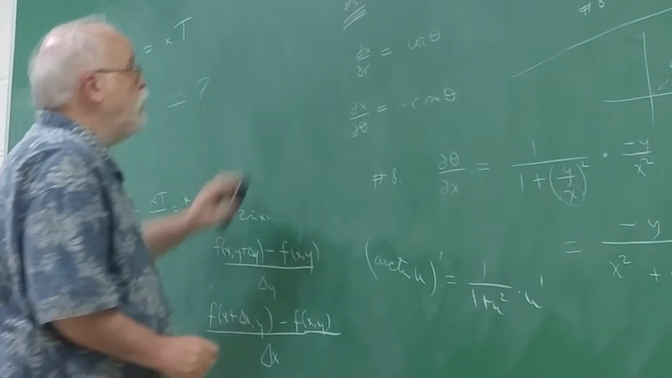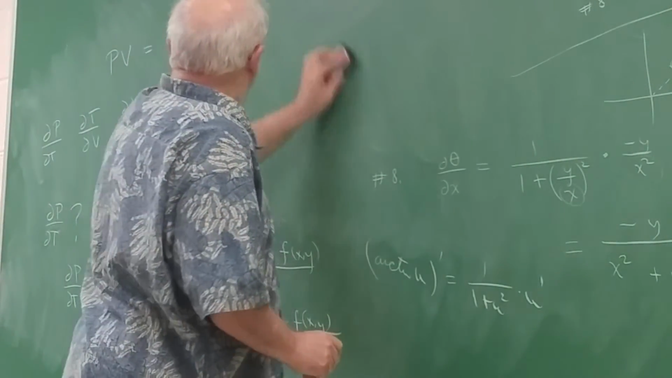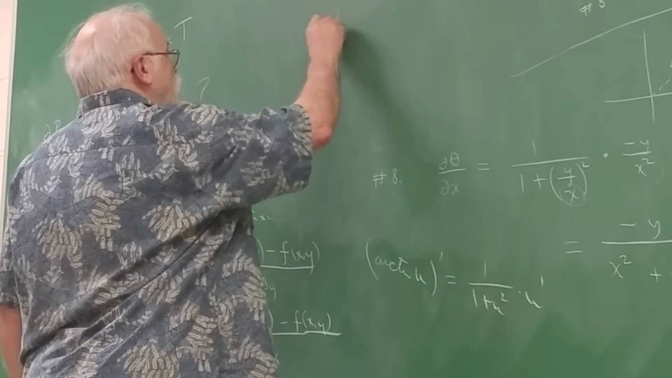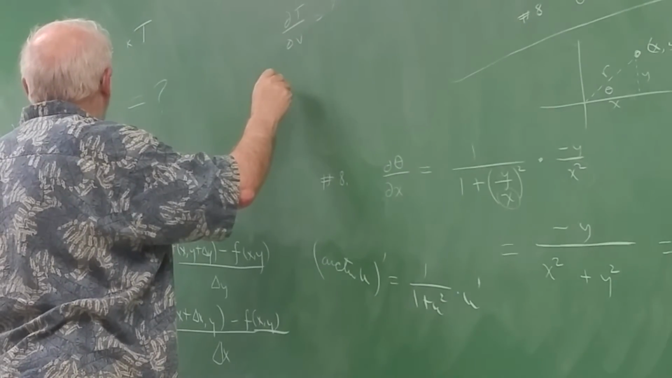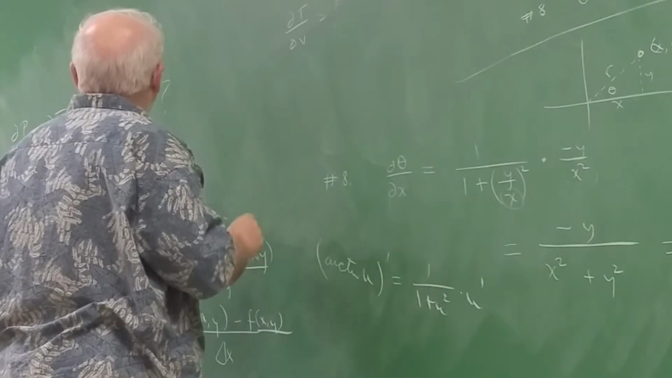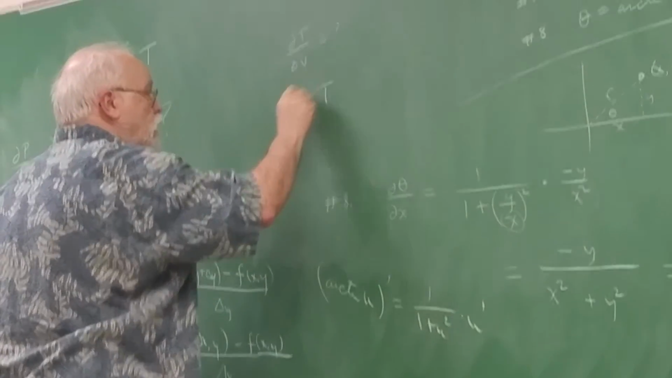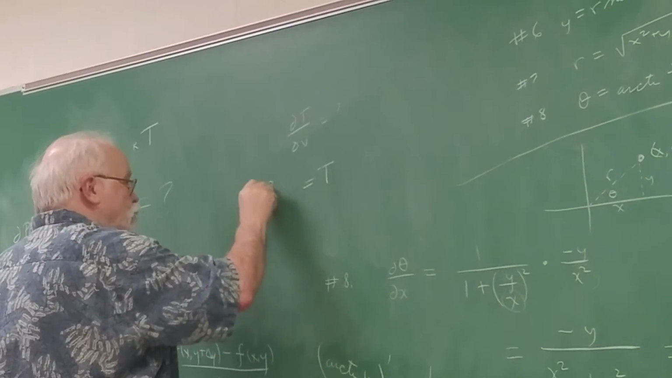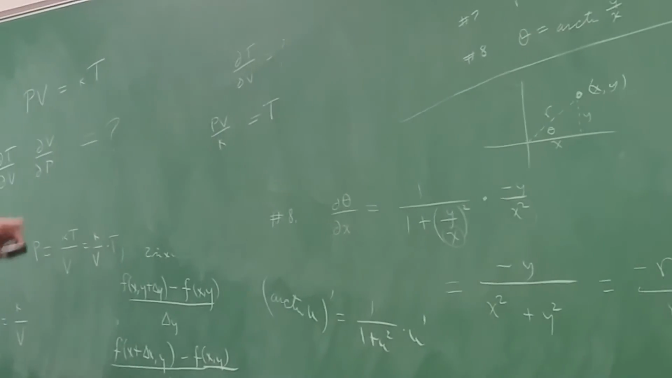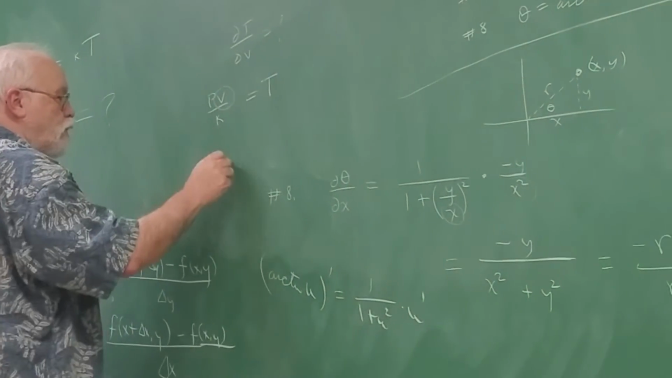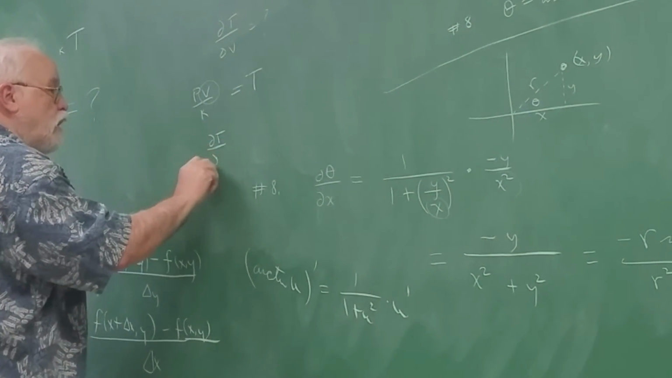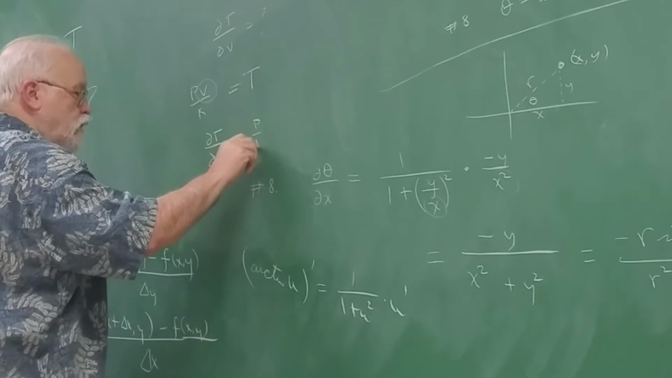All right, so there's one of them. Do the next one. Del T del V. Solve for T. So T equals PV over K, and so del T del V, and again, we can think of P as separate, equals P over K. Just what he said.